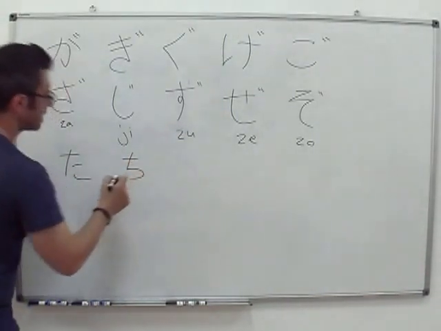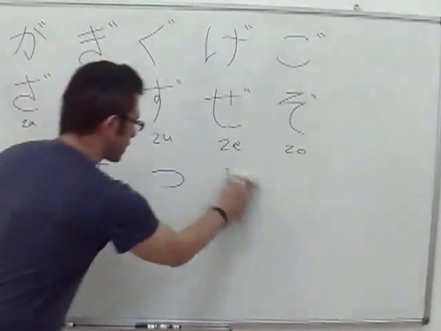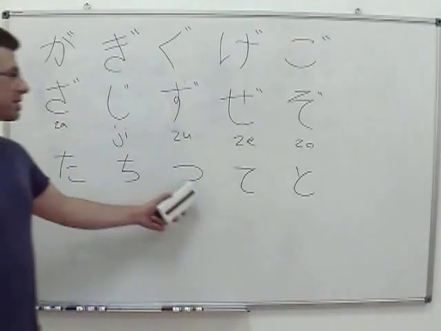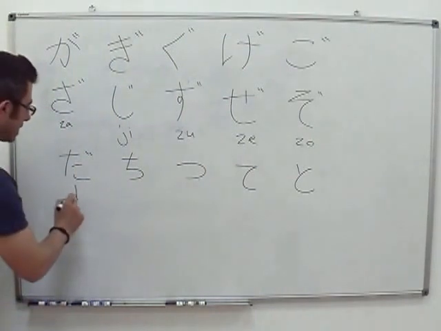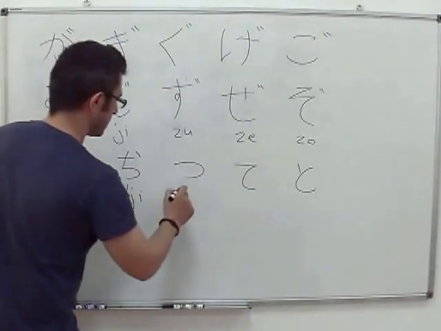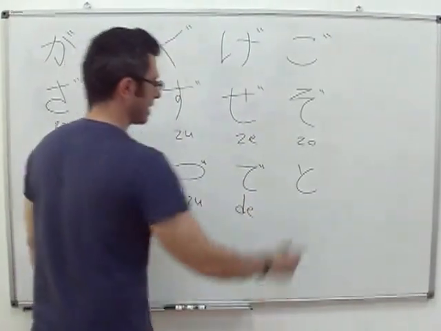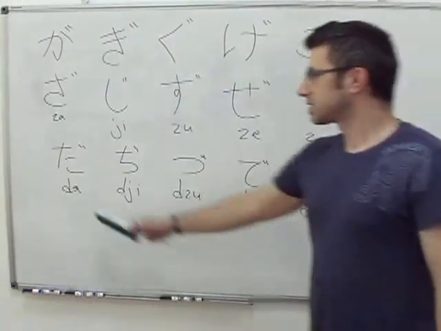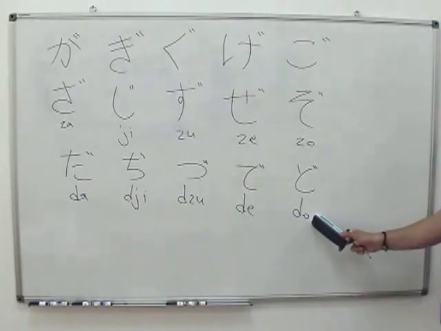Ta, chi, tsu, sorry, te, to. Again, ta, chi, tsu, te, to. With dakuten we can change the sound to da, ji, zu, de, do. So, it is now da, ji, zu, de, do.